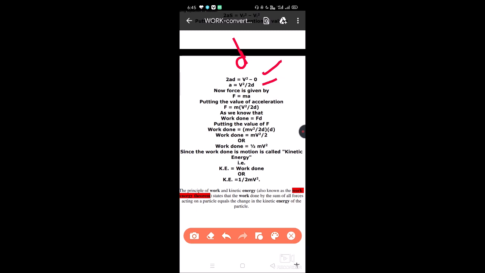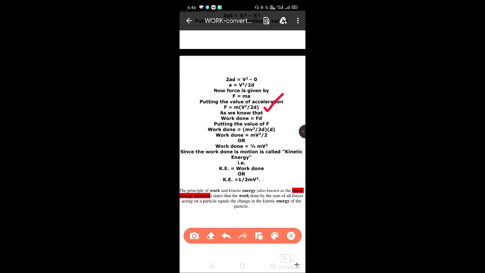From that equation you can get the value of acceleration a, that is a is equal to F divided by m. So you can substitute that value and form the equation F is equal to m into v square divided by 2d. And we know that work done is equal to force into distance, and here we have calculated the value of force, so we need to multiply the value with the distance.